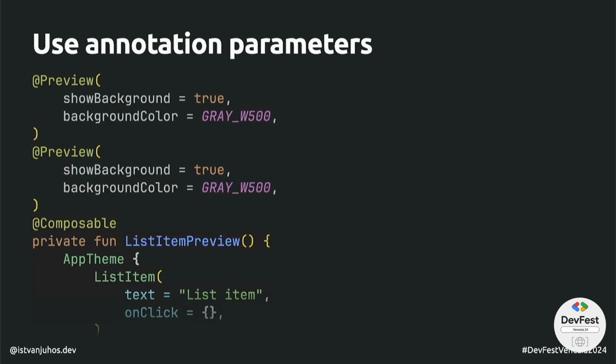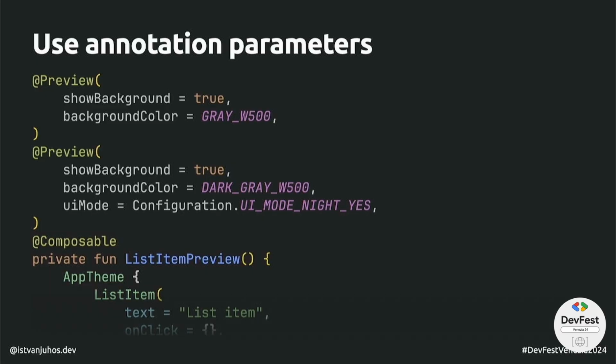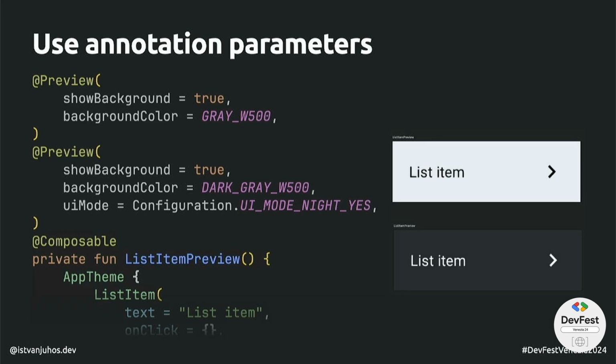We can slap multiple preview annotations on the composable previews, and we can define separate parameters for them. So the first one stays the same. The second one becomes our dark mode preview. We add a dark gray color there, which should be our dark mode background, and we set the UI mode flag on this to dark. And now we have two previews. Awesome. We write more and more code to achieve pretty simple things like that, but we will see how we can tackle that as well, so that we don't have to duplicate this all over our code.